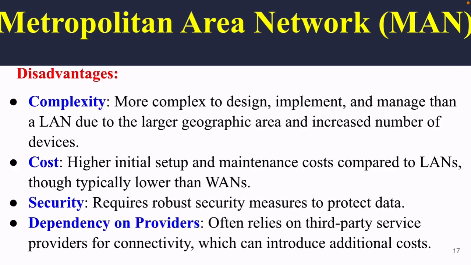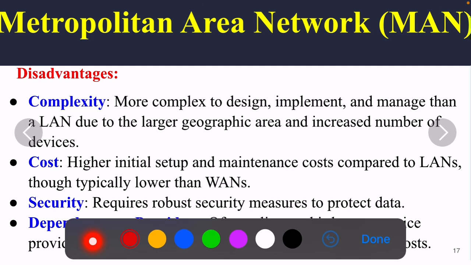Then what are the disadvantages of metropolitan area network? First is complexity. It is more complex to design, implement, and manage than a LAN due to the larger geographical area and increased number of devices. Sometimes it is difficult, it is complex. Why? Because it is very difficult to manage if the size and number of the LAN networks increase. And this is due to the security and extra configuration problems. So this is a complex network.